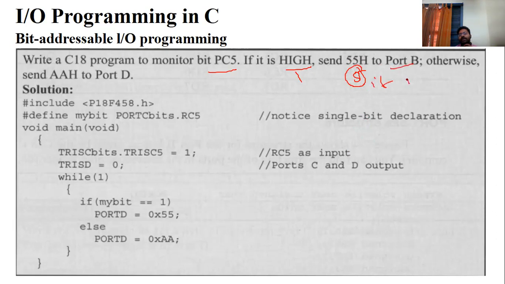Then port B as an output port. Otherwise, you can send AA to the output port. See, it's very easy, simple if else. If yes, what is the value here? Z equal to how much? If it is 1, send 55. If it is not, again else, simple else, send AA. Simple if else case.